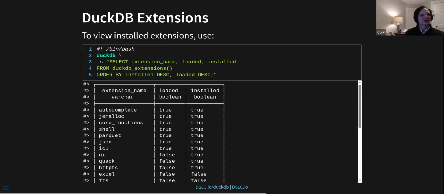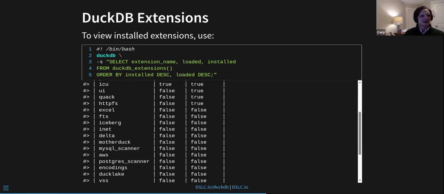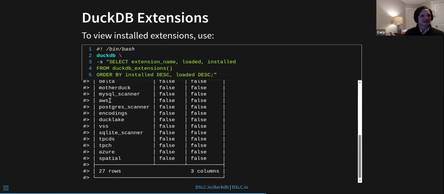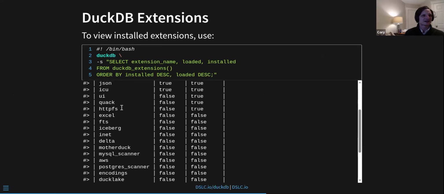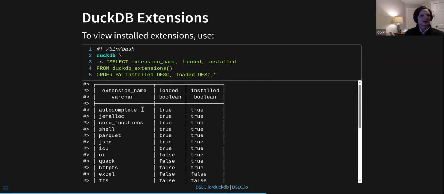But there definitely are some useful features that these extensions enable that just aren't included in the main binary, maybe to keep it small. You can see there's an AWS one, there's a spatial one, and later on we use the HTTP one. So there's definitely lots of useful functions that can be enabled with these extensions.